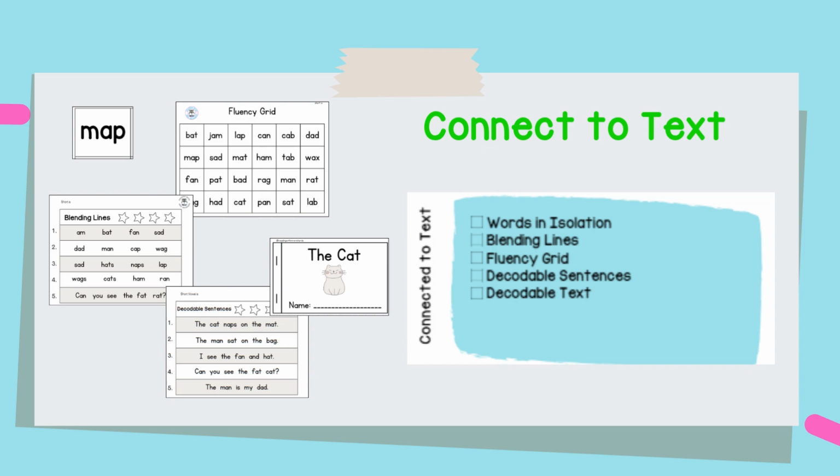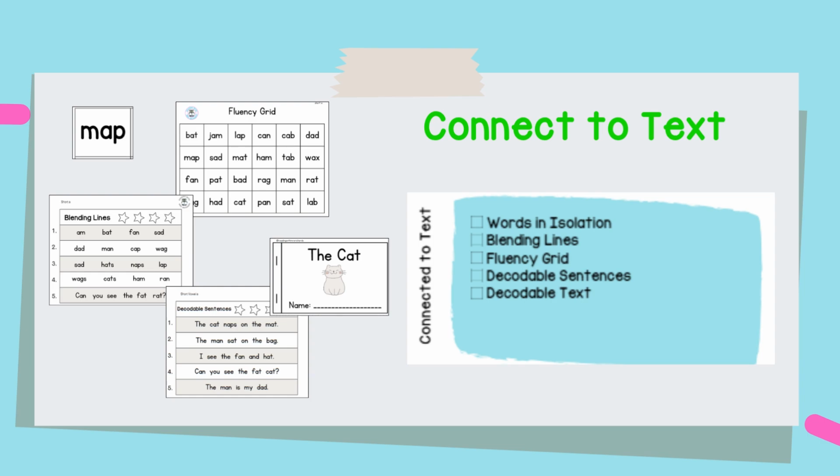So with the connected to text, I have lots of different options with every phonics skill that I have resources for. You can choose as the instructor what kind of connected to text you want to provide for the students. And when we get to Module 7, I will go more in depth of how you might choose these different versions. But just to give you an overview of what I have: word cards, I have blending lines, and you'll see the pictures all on the left of different examples of those.